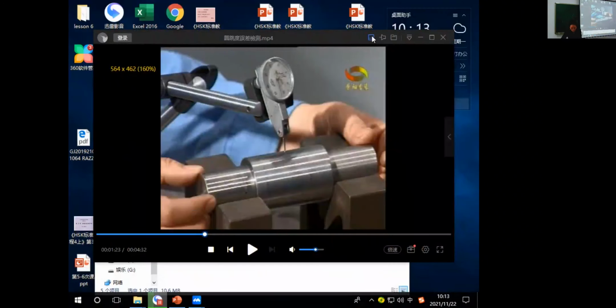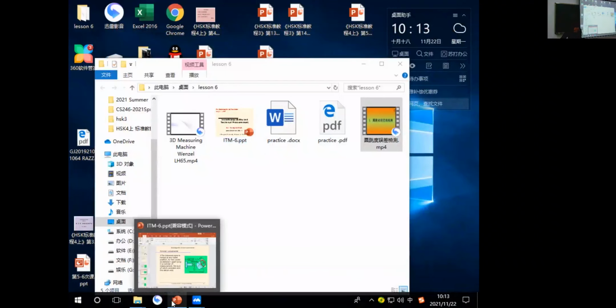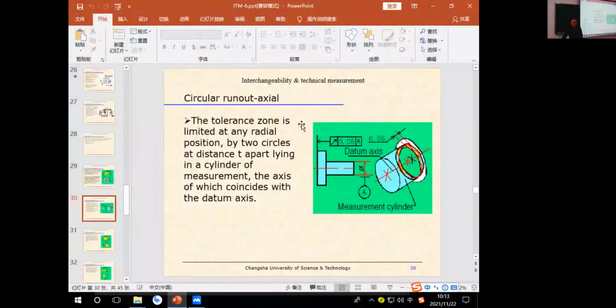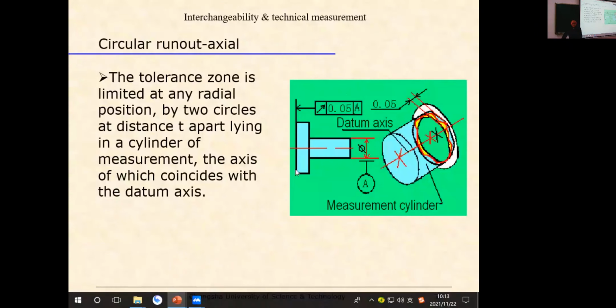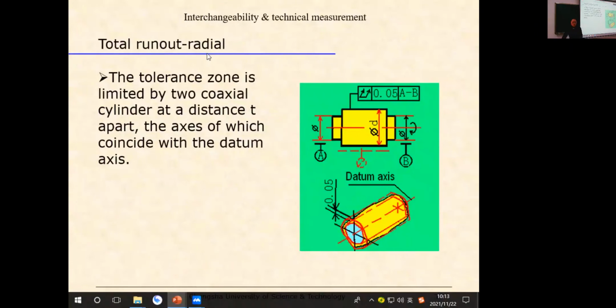And there is another one, the total, that is different. That is the circular runout axial, and the total runout radius means that the tolerance zone is limited by two coaxial cylinders at a distance of t apart, the axis of which coincides with the datum axis. It means that from this point to this point, we move, continue to move, and get data.